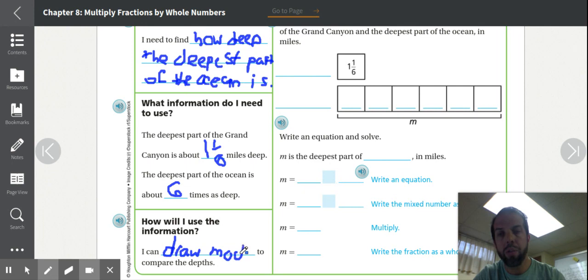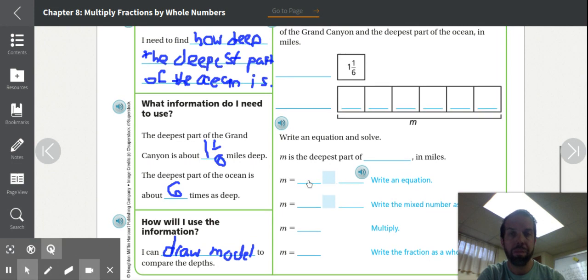Draw a model to compare the depths. And the depths, guys, that just means how deep each one is. So that's the whole lesson today, is we're going to be drawing these models. All right, so let me go back up.